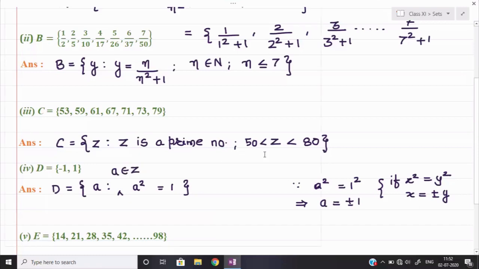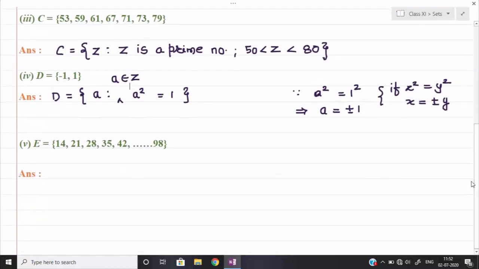Now let us see the next one. 14, 21, 28, 35, 42, dash dash up till 98. So see, these all are multiples of 14, right? So how can I write down? Multiple of 14 you can say, or multiple of 7 you can say. Sorry, multiple of 14 we can't say because 21 is not a multiple of 14. These are all multiples of 7. So E is equal to, suppose I define one element here B such that B is equal to 7n, because they are multiples of 7.